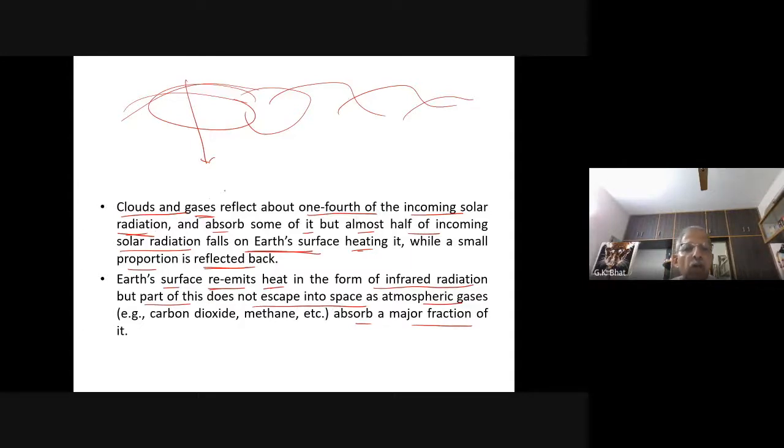Atmospheric gases include carbon dioxide and methane. These absorb a major fraction of that heat radiating from the Earth's surface. Right? Now let us see further what is happening. Therefore, please remember one point: whenever radiation comes from the sun, it strikes the Earth's surface. After striking, it gets reflected back, and that radiation is again caught and reflected because of the carbon dioxide, methane, etc. present in the atmosphere.